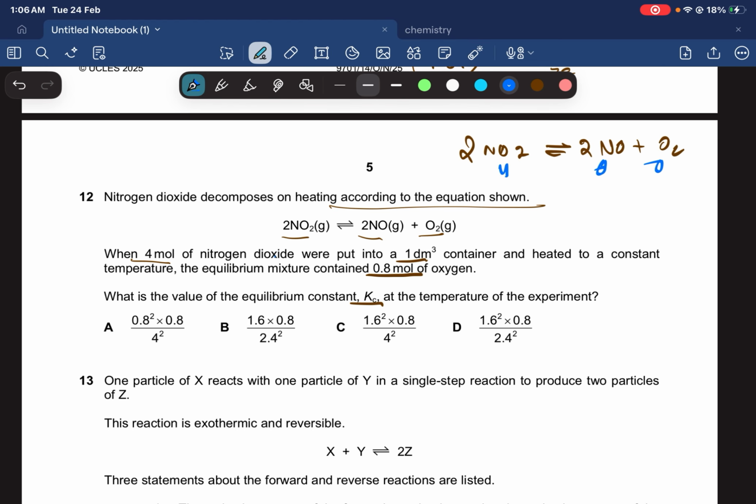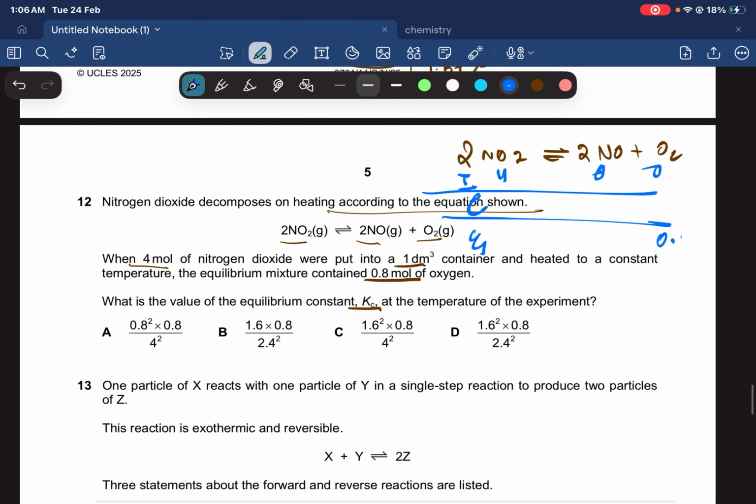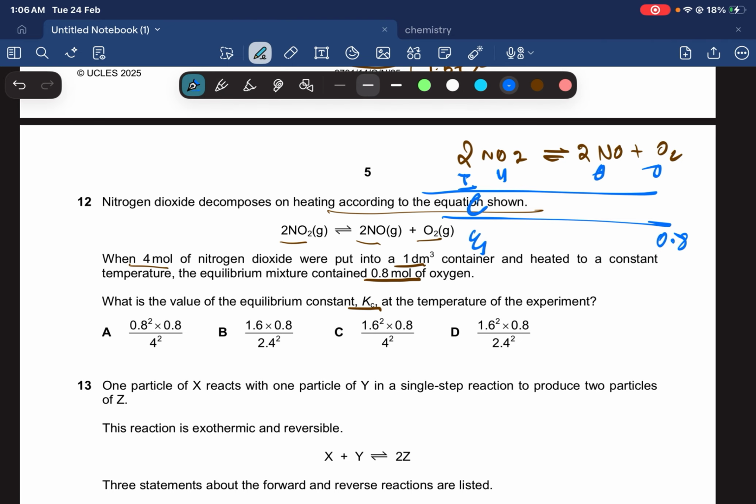Nitrogen dioxide was put into a 1 dm cube container and heated. The equilibrium mixture, so these were the initial, that's going to be the change, and then we have the equilibrium moles. So we draw a table like this. Equilibrium moles of oxygen are 0.8. That means 0.8 moles of oxygen are obviously formed. Okay, that's unarguable because initially we had no moles of oxygen.